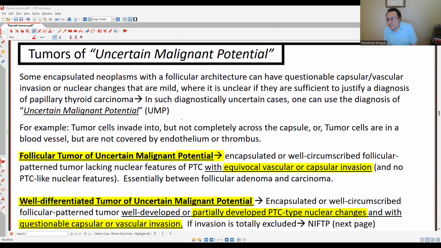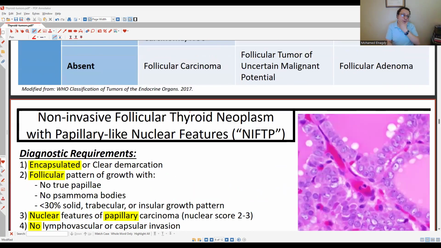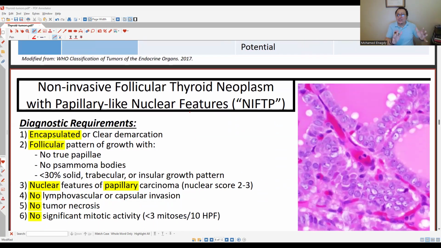Now we're going for the entities for your practice, not for the boards. Some entities to take a break from the boards, but they are fairly common in practice, which is follicular tumor of uncertain malignant potential, well-differentiated tumor of uncertain malignant potential. And the one that I don't remember who told me about it yesterday, the NIFTP. NIFTP is the non-invasive follicular thyroid neoplasm with papillary-like nuclear features.